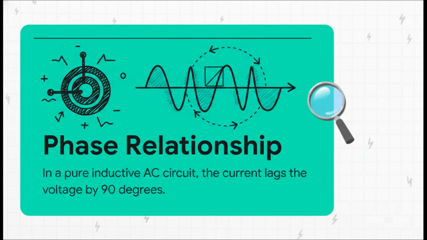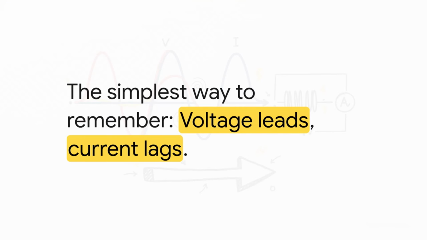And here it is, the single most important takeaway. In what we call a purely inductive circuit, that's one with just an inductor and nothing else, the current always lags behind the voltage. And it's not by some random amount, it's a very precise 90-degree phase shift. Really, the easiest way to lock this in your memory is with this simple phrase: voltage leads, current lags.